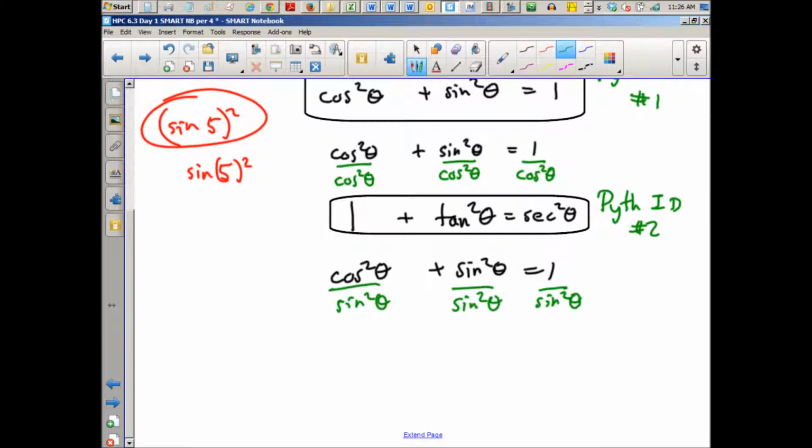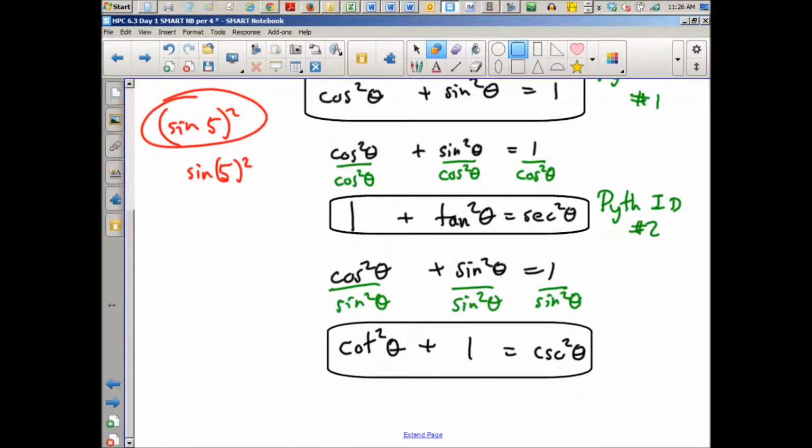All right, so what does our first ratio come out to? This is cotangent squared. Yes, and then this, of course, is 1. What is 1 over sine? Cosecant. So what is 1 over sine squared? Cosecant squared. So this is yet a third identity, and that's kind of where it ends. We don't need to do any more.